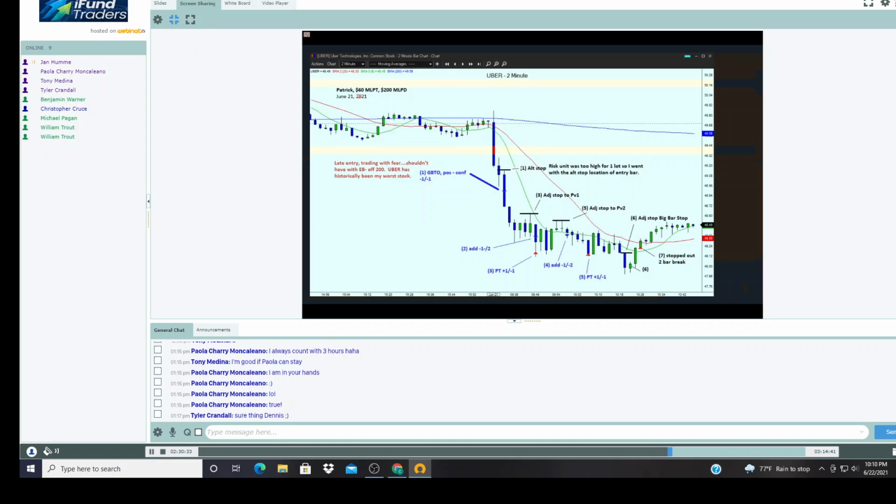First of all, Uber here. Patrick, today, right? Yeah, it was a great trade. I didn't take this one. I was in some other trades, but I saw this and I thought, wow, I should have been in that trade. Yeah, $60 max loss per trade. Ooh, okay. Late entry trading with fear shouldn't have with the bear elephant off the 200. Well, I couldn't have phrased it better, Patrick. I could not have phrased this better. This is exactly true. This is the most beautiful play there is.